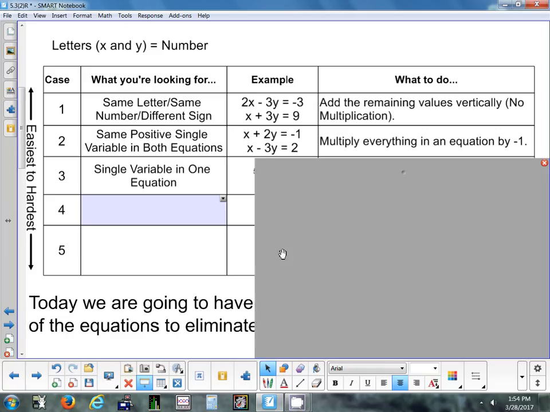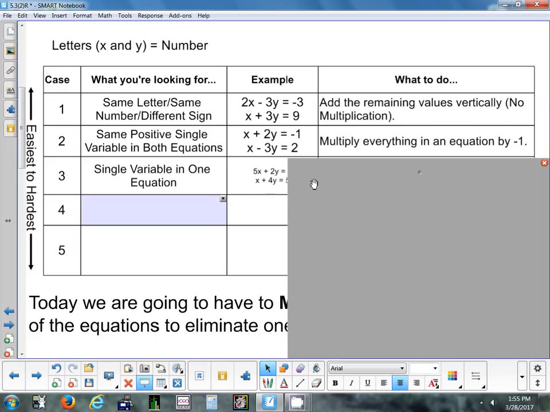What do you mean by everything in the equation? Every single number? Everything. The x, the y, and the number after the equal sign. And when I do an example, you'll see how it sets up.